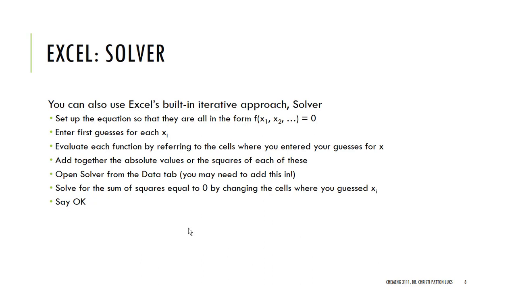So now you're going to open Excel. Solver is going to be in the Data tab once you've added it in. And with Excel, you're going to solve for the objective function, the sum of squares, setting it equal to 0 by changing the cells where you guessed x. And then you're going to say okay or solve or whatever it asks you to do. So let's look at that.